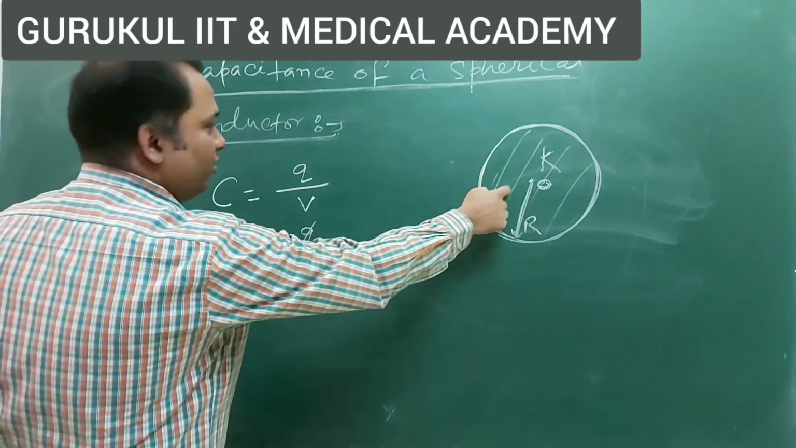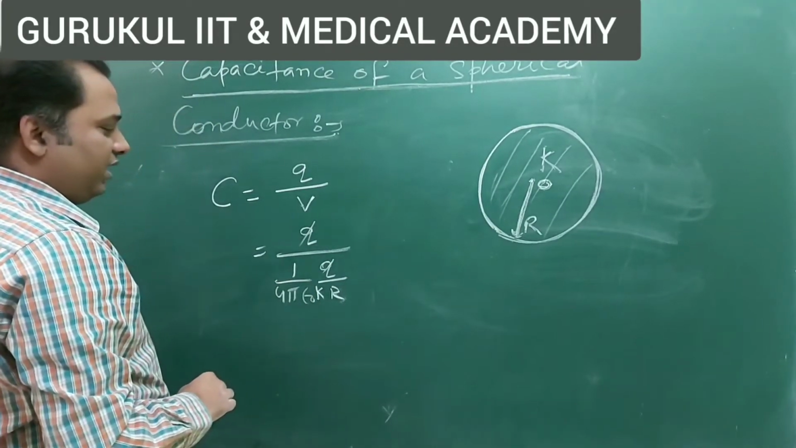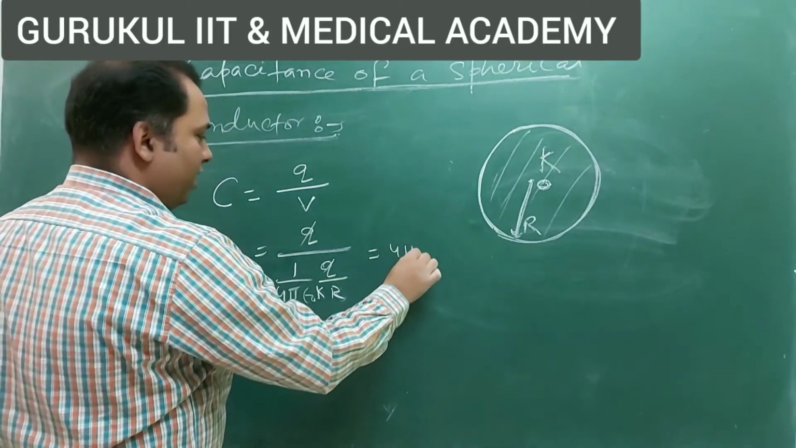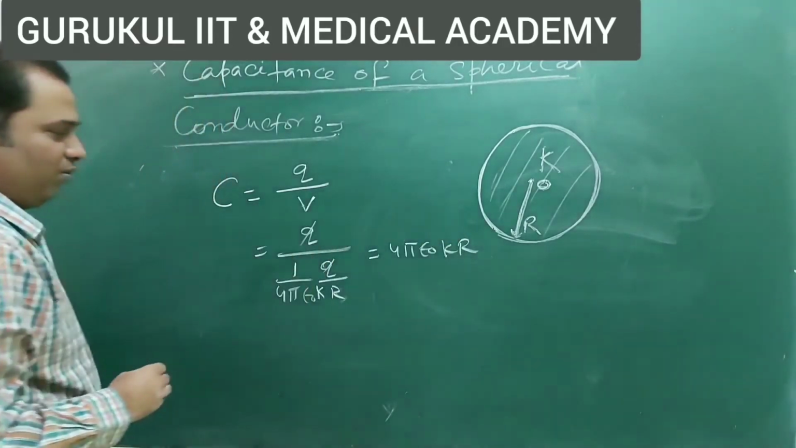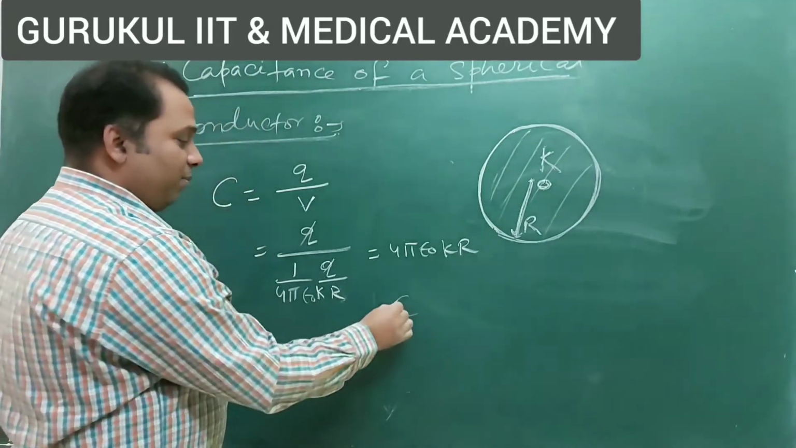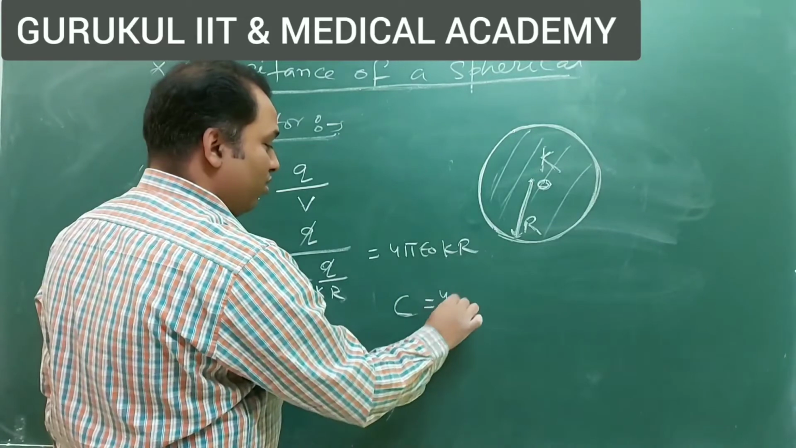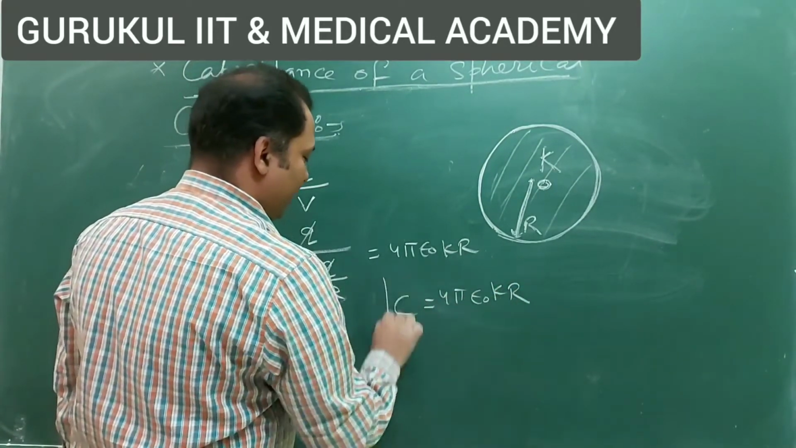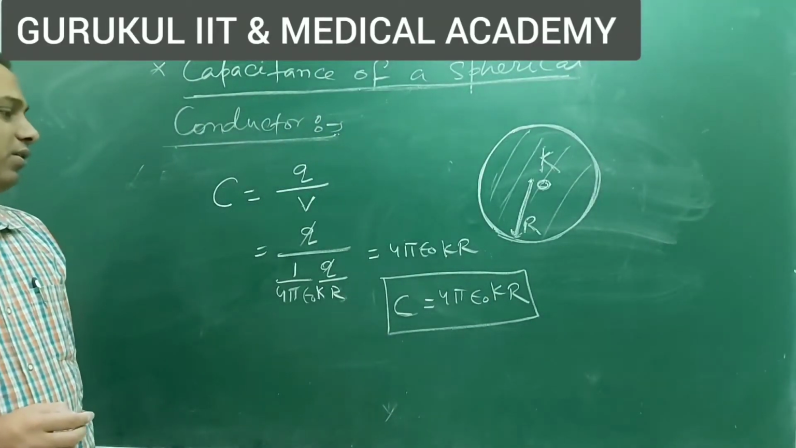And if there is a dielectric constant K, put K also. Got it? So what will be the capacitance? 4 pi epsilon naught K into R. This is the important formula. The capacitance of a spherical conductor C is equal to 4 pi epsilon naught K R. You have to remember this.